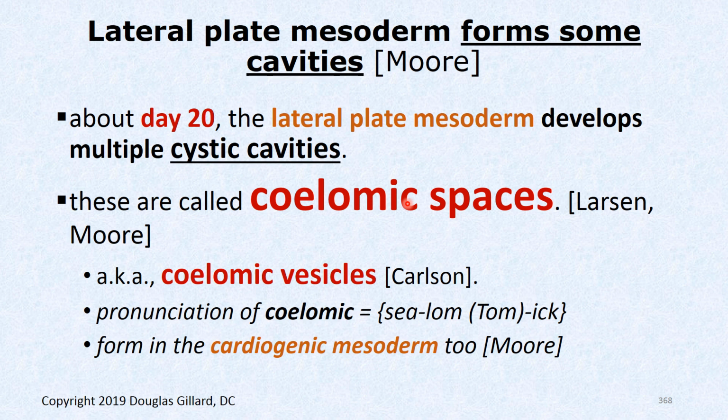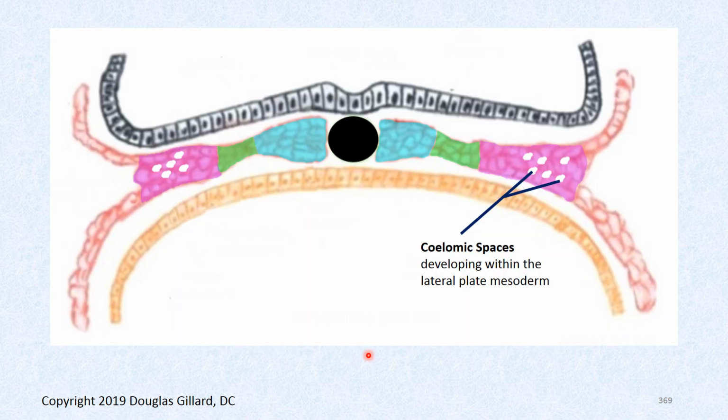I'll show you a picture in a minute. These are called coelomic spaces. Sometimes Carlson calls them coelomic vesicles. Here's a pronunciation guide. Coelom, like Tom. Coelomic. Interestingly, we'll talk about the cardiogenic mesoderm in a minute. It actually forms in that as well, these spaces, so it goes all the way up into that region.